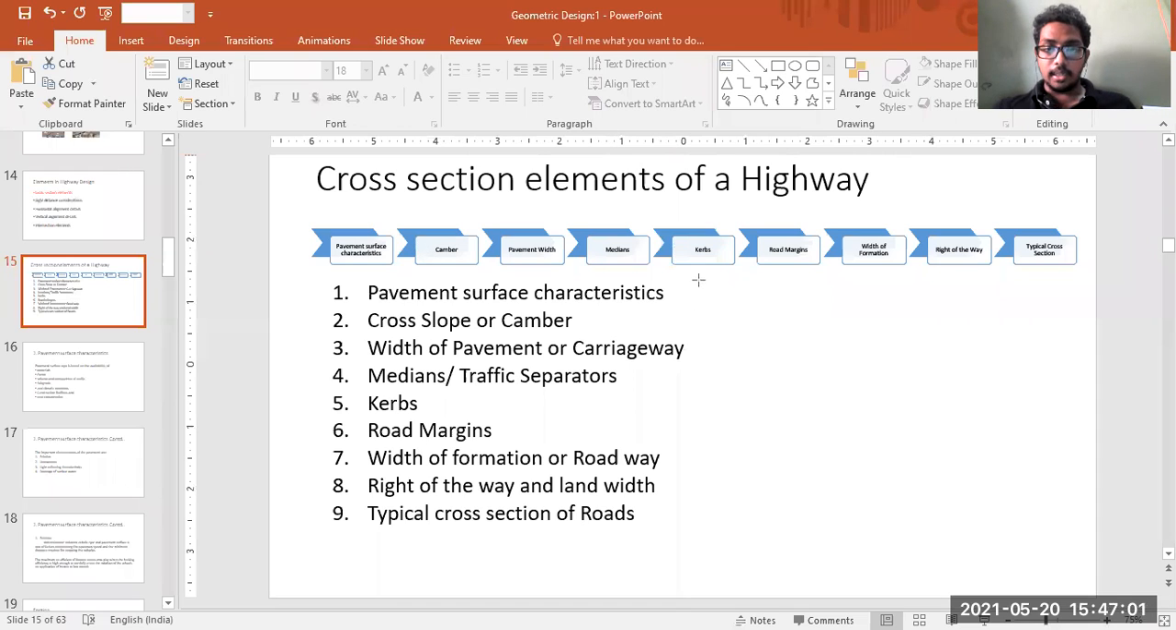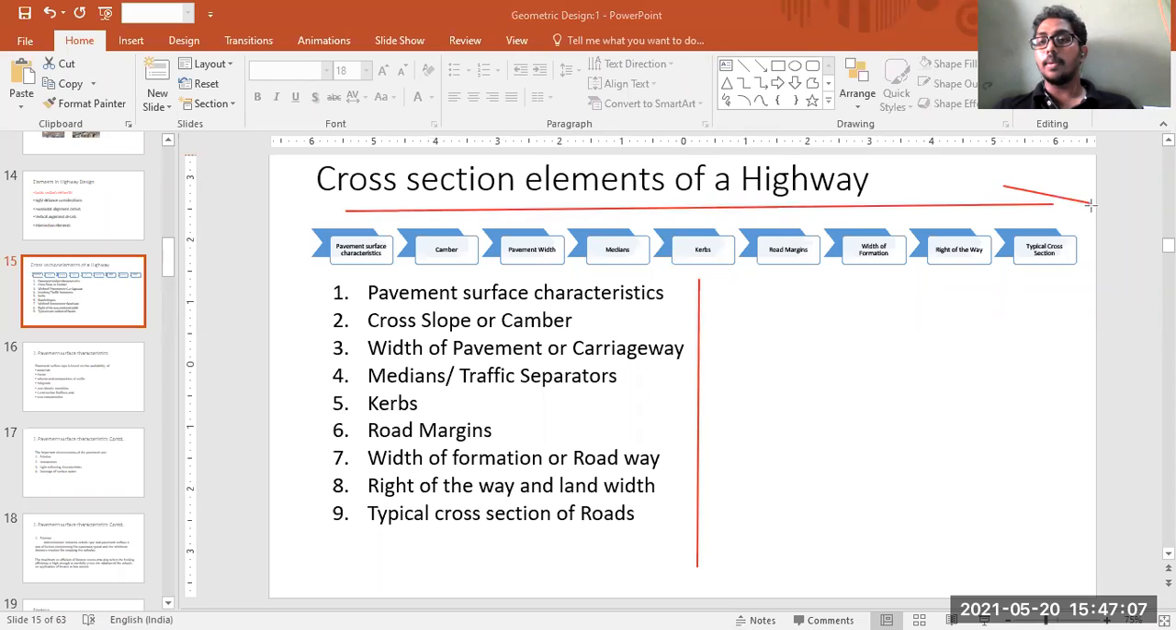So these 9 elements I have drawn into 9 different shapes. For each and every shape we are going to discuss, it is going to get highlighted, and when we have discussed the particular cross section element, it is going to get red, and the other things remain. So just follow the series. These nine cross section elements are represented like this.